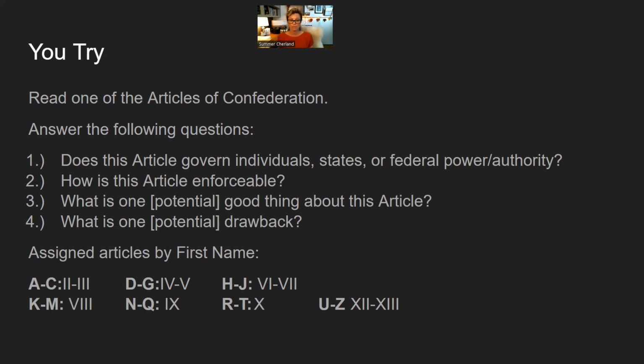And if your first name starts with A through C, you're going to focus on Articles 2 and 3. And everything's in Roman numerals, so you can find it that way. If your name is D through G, etc., H through J, first initial of your first name, find your article, pause the tape, and come up with those 4 answers before you move on to the next set of challenges.